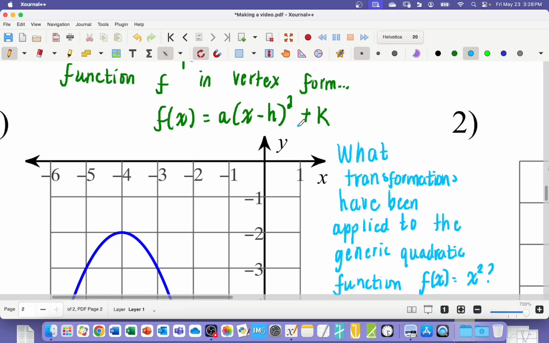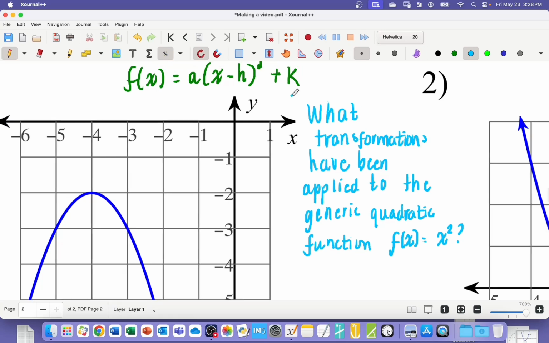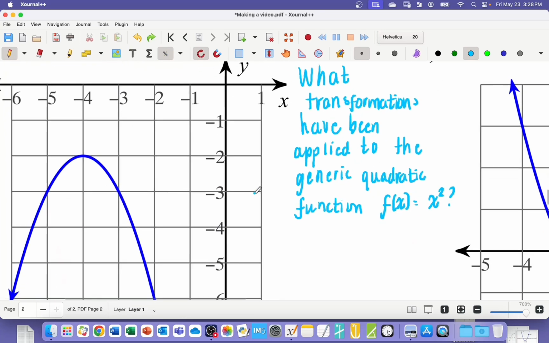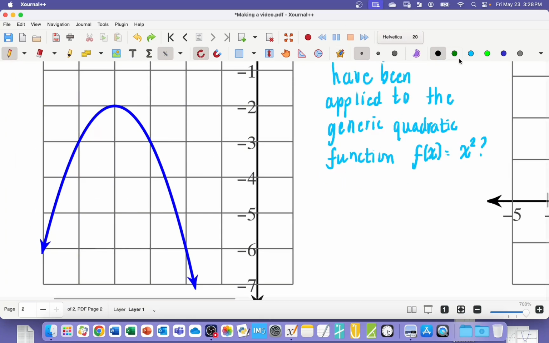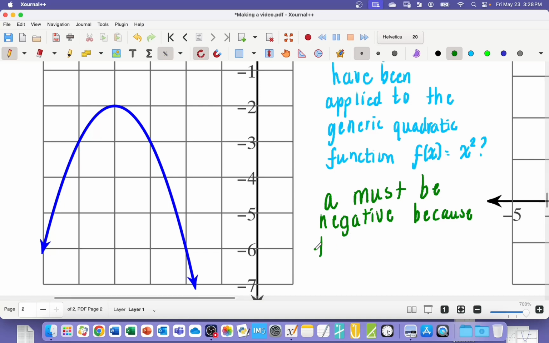When I go over 1, I go up 1. When I go over 2, I go up to 4. So how is this different? Well, first things first, it's been completely inverted. So instead of having a parabola that's going up like this, it's completely inverted. So you definitely know A must be negative. A must be negative because the parabola is inverted.